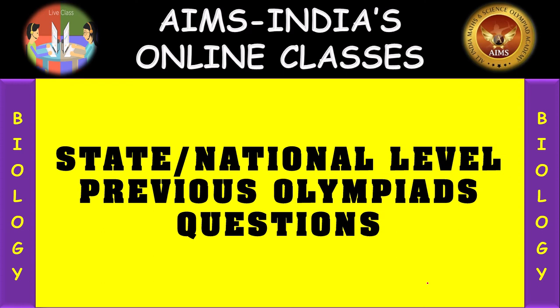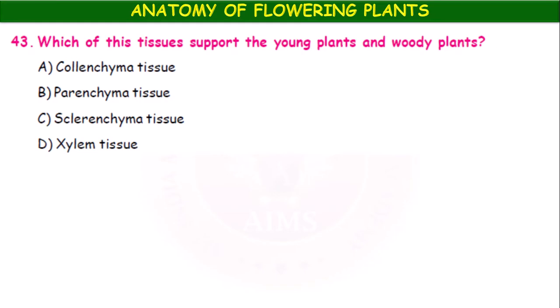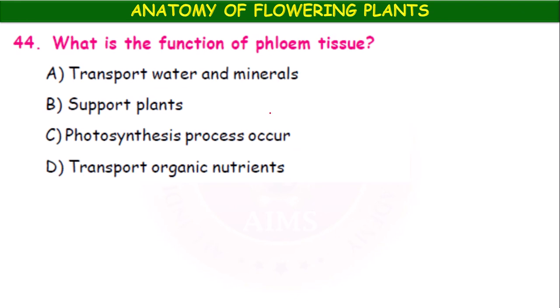Okay, children, let us proceed to assessment 2. The questions were repeated in national level previous Olympiad exams. Question number 43. Which of these tissues support the young plants and woody plants? Collenchyma tissue, parenchyma tissue, sclerenchyma tissue, xylem tissue. Which one? Collenchyma tissue. Young plants especially, and woody plants also, collenchyma tissue gives support and mechanical strength.